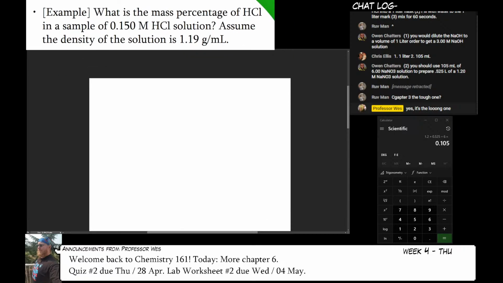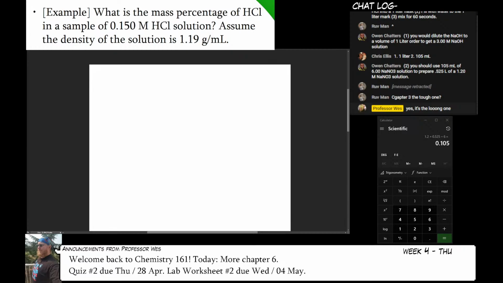So let's do an example. Oops. Bonked my water. I almost knocked it over. All right, so let's write out the formula for mass percentage.